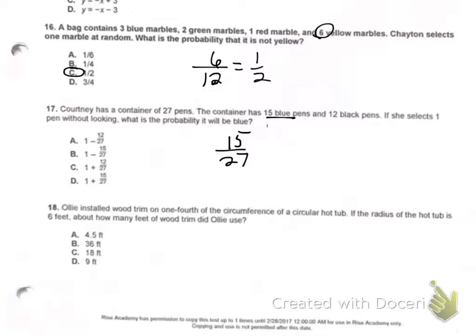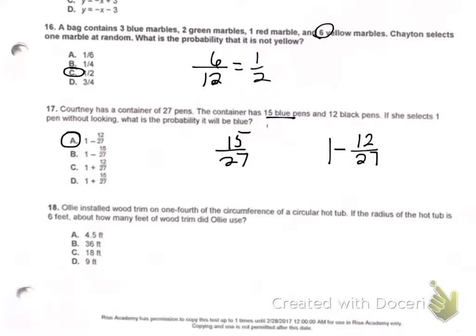Okay, so now these have plus and minuses, right? What it's actually trying to get you to do is the complement. So what's the complement of 15 over 27? The way to write that is 1 minus how many are not blue? Well, that would be 12 over 27. So the answer is A, because if I subtract 1 minus 12 over 27, you get 15 over 27.